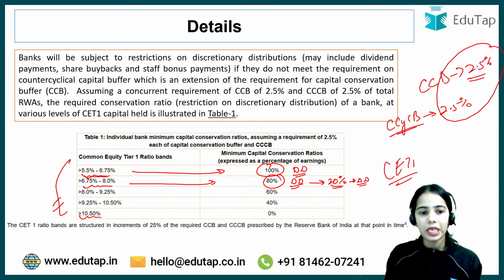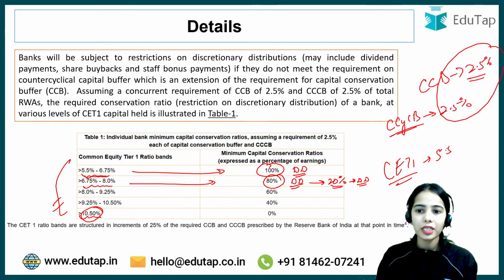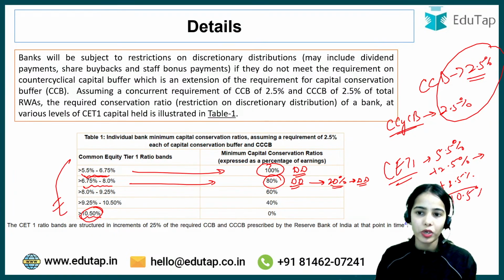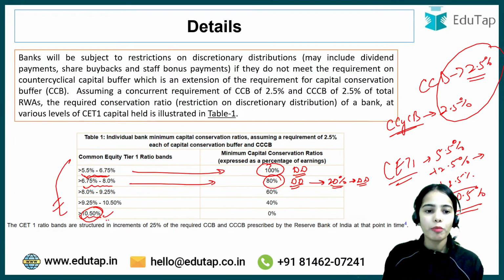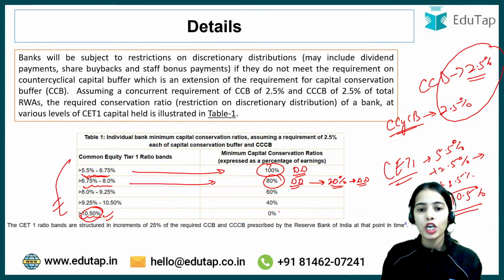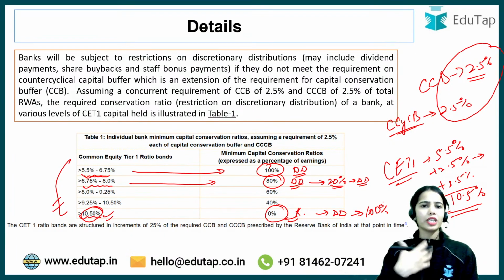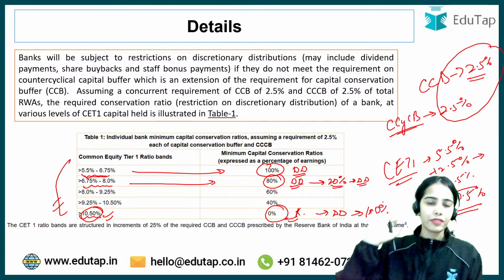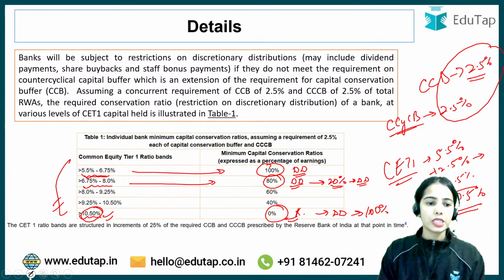If it is within this range, let's say, common equity tier 1 capital is 5.5%, 2.5% of CCB, and 2.5% of countercyclical capital buffer, that is 10.5%. So let's say common equity tier 1 capital is greater than 10.5%. So 0% of restriction will be there, and discretionary distribution can be 100%. Discretionary distribution can happen at whatever level the bank wants. Okay, so this is the idea.